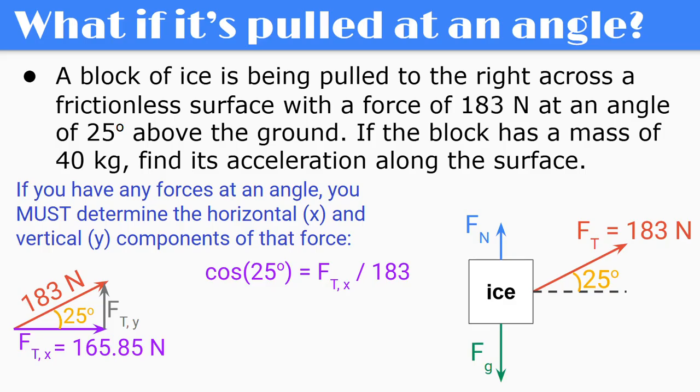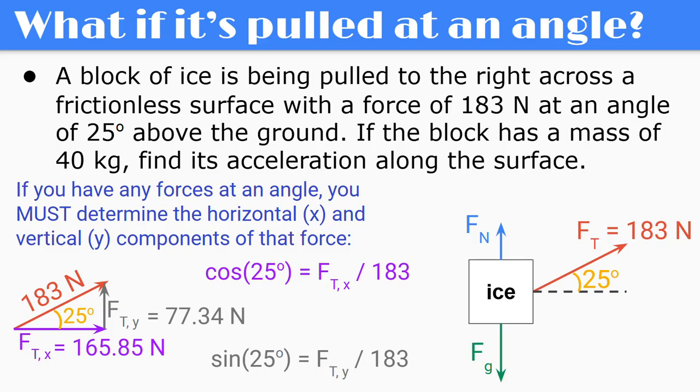We're going to do the same thing for my vertical vector, but the vertical one is opposite the angle. We have opposite and hypotenuse. That means we're going to be using sine. So the sine of 25 degrees equals Fty over 183. That's opposite over hypotenuse. This is the SOH in SOHCAHTOA. If I want to solve for Fty, multiply both sides by 183. If you're practicing with me, that is 183 times sine 25. In the calculator, when you do that in degree mode, you get 77.34 newtons.